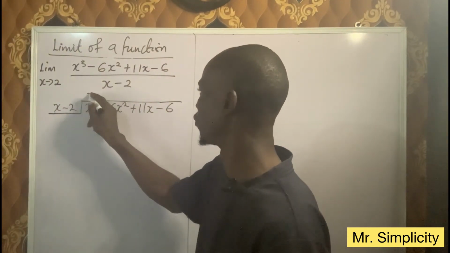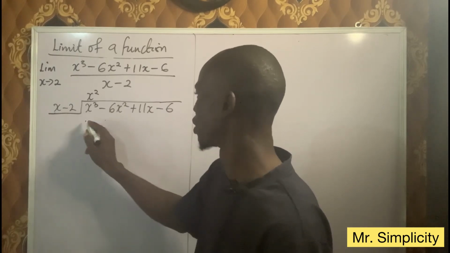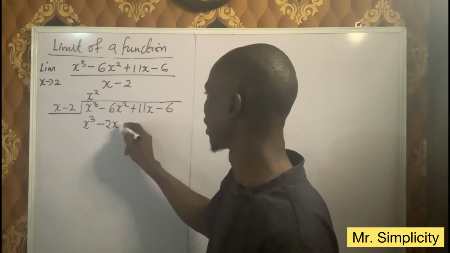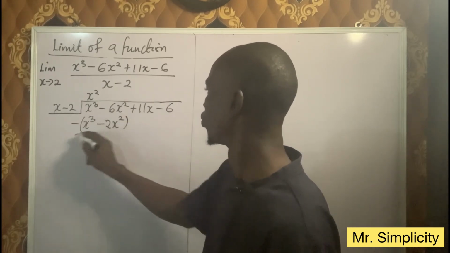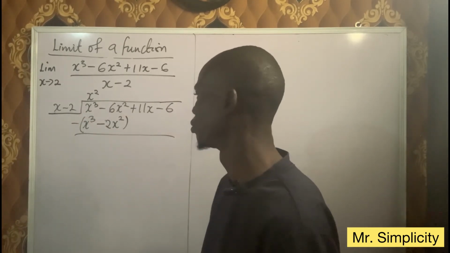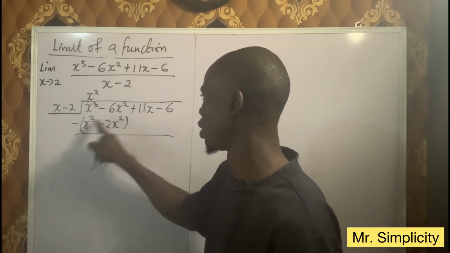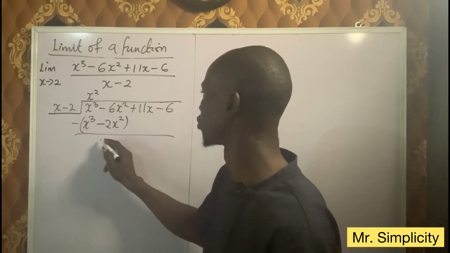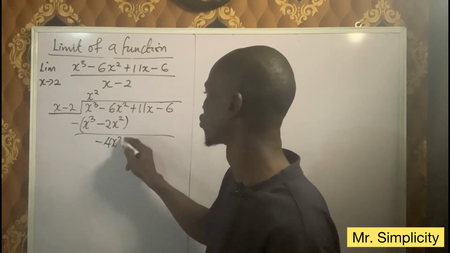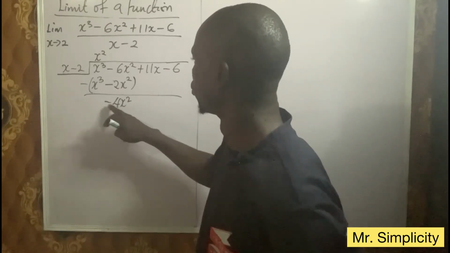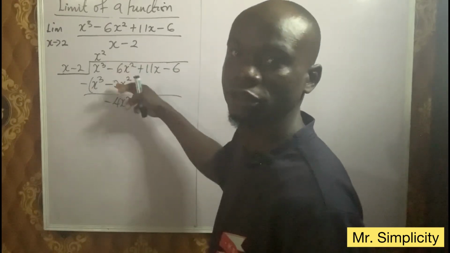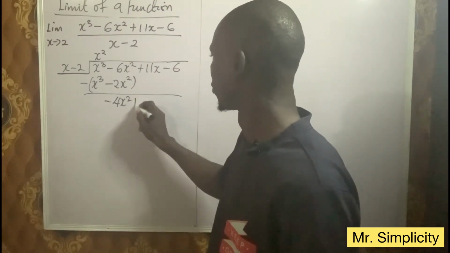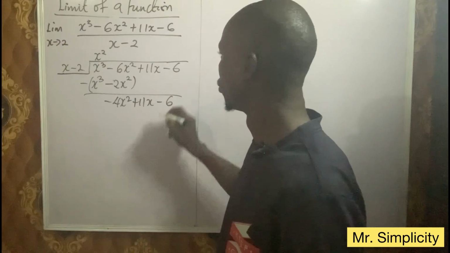X divided x cubed will give us x squared. X squared times x will give us x cubed. X squared times minus 2 will give us minus 2x squared. When we subtract, x cubed minus x cubed is gone. Minus 6x squared minus minus is plus. So minus 6x squared plus 2x squared will give us minus 4x squared. So that's what we got, minus 4x squared by subtracting these two guys. So bring down what is left. So we have plus 11x minus 6.